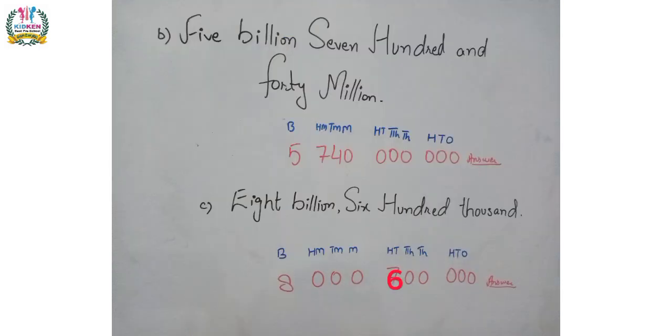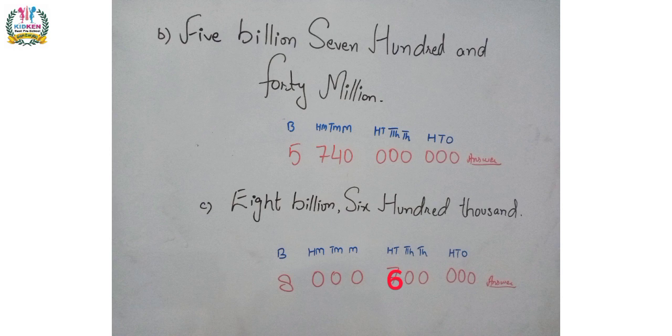Next part of this question, 5,740,000,000. Simply write the place values first, up to billion. Then write down the digits above the place values. So 5 billion, so we write 5 down in the billion place value. Then 740 million, so we write 740 in the 100 million, 10 million and million places. Then we simply write zeros because we don't have values for 100,000, 10,000, thousands, hundreds, tens and ones.